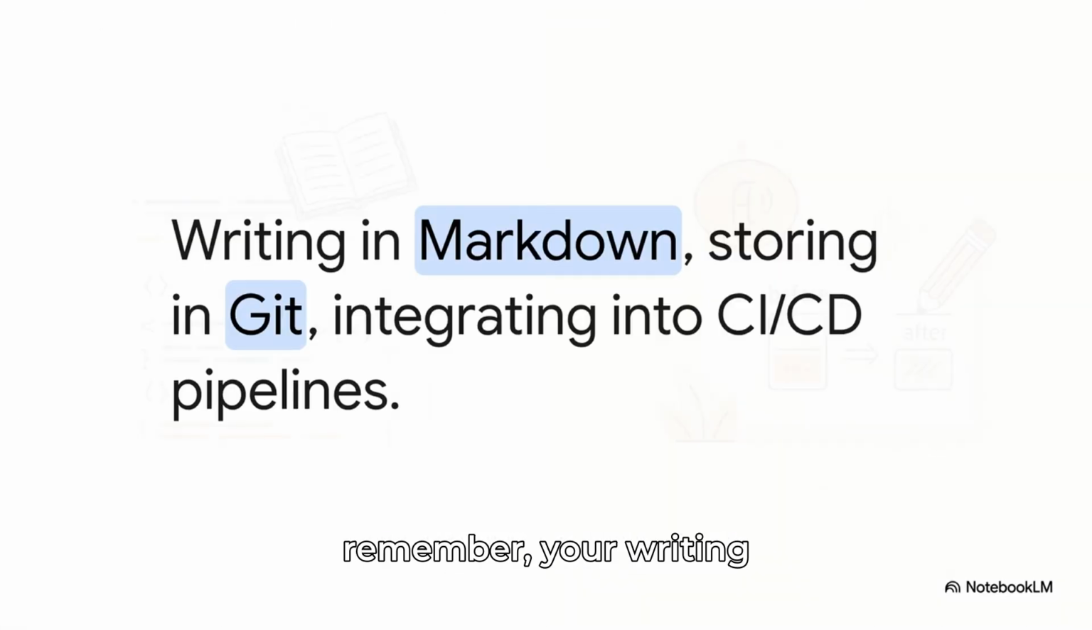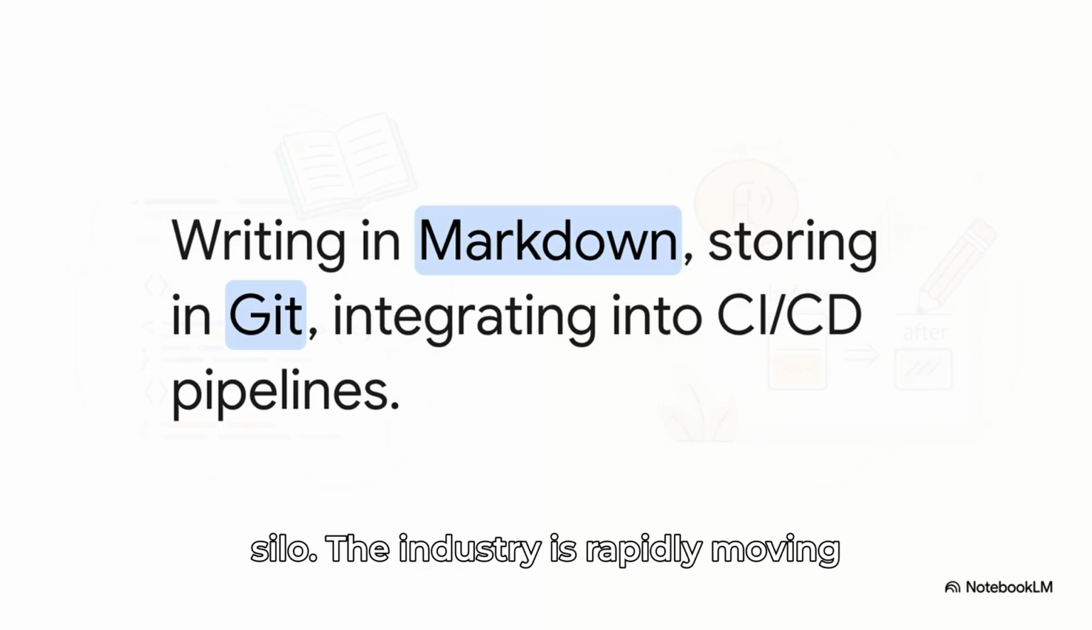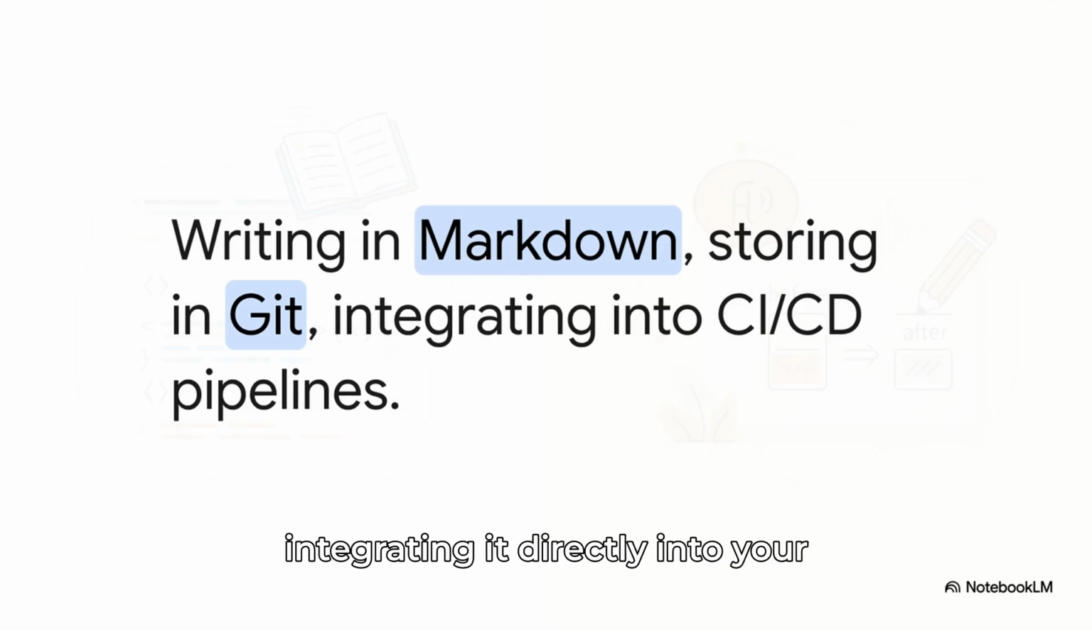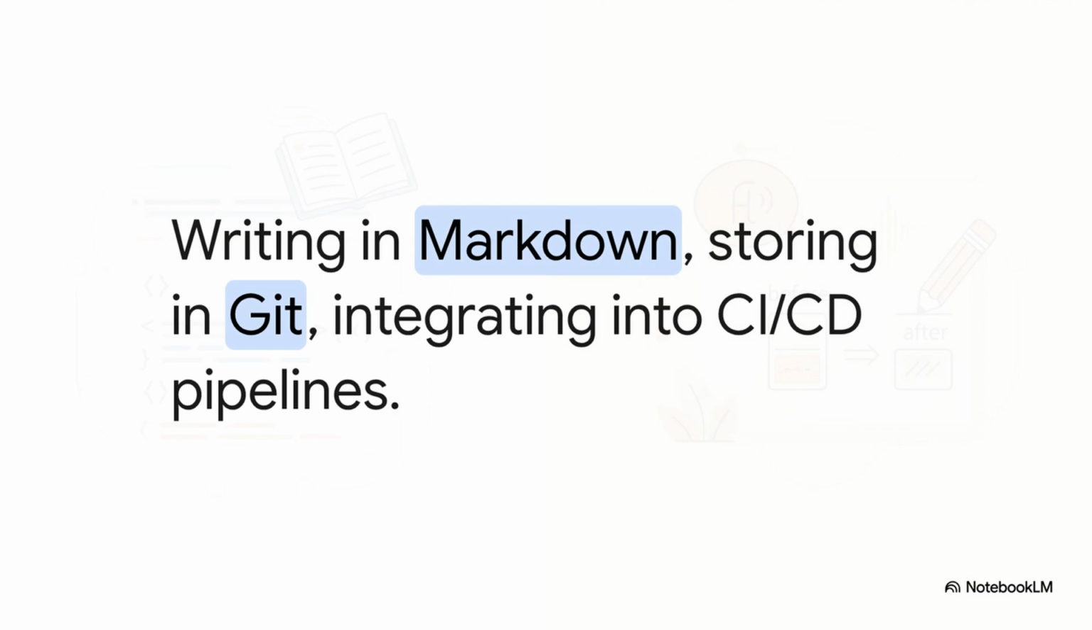And remember, your writing should never live in an isolated silo. The industry is rapidly moving towards docs as code. This means writing your documentation in Markdown, storing it in Git, and integrating it directly into your CI/CD pipelines. Treating documentation as code means it updates right alongside the software. You get a reliable, single source of truth for both developers and users.